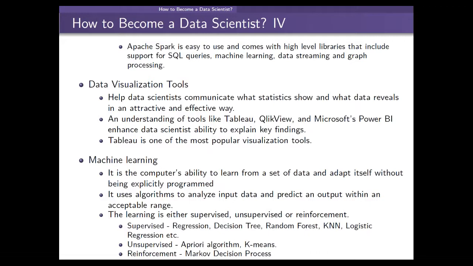And data visualization. One of the very important skills after doing mining is that you need to communicate the results to the end user or stakeholder, which actually shows the data.